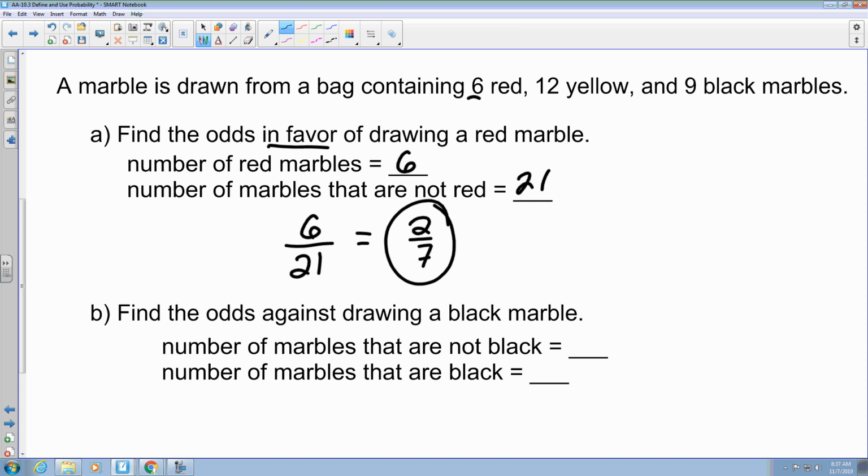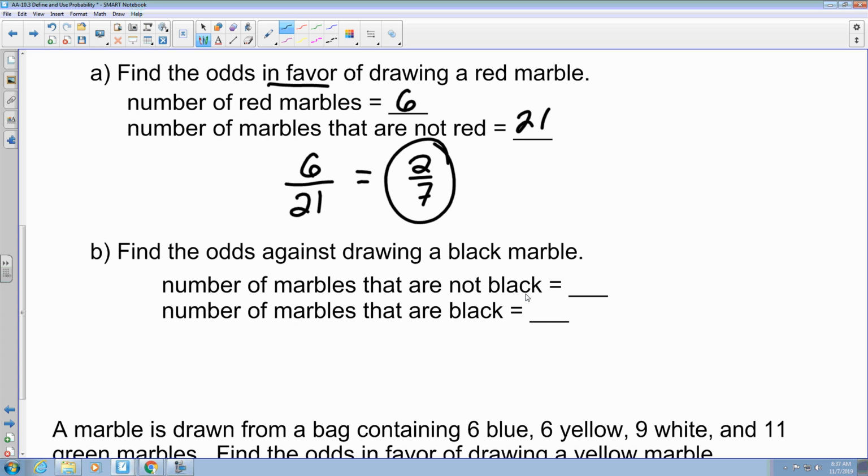Okay, now they don't put percentages on odds because it doesn't deal with probability, so we just leave it as the lowest term fraction. B is find the odds against drawing a black marble. Okay, so the number of marbles that are not black are 6 plus 12, which is 18, and the ones that are black are 9. So odds against means unfavorable outcomes, which is 18 over 9, which is going to be 2 over 1.